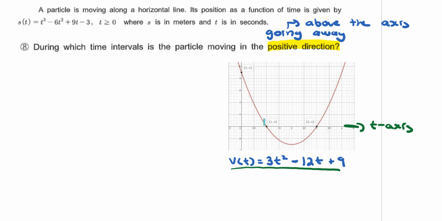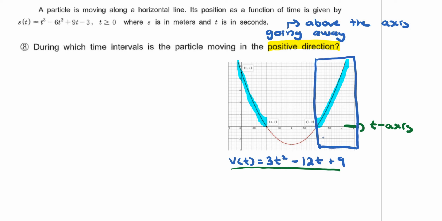Okay, so when I look at this graph, if I look at the blue regions right here, this is where the graph is above the t-axis, right? All right, so if I take a look at this whole section right here, this whole section is definitely above the t-axis, right? So I know that this value right here is going to be 3. So what we can say here, when t is greater than 3, we're definitely above the t-axis.